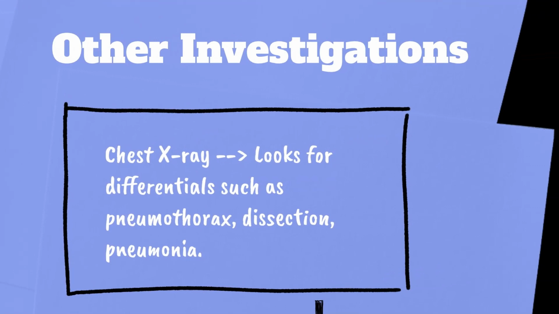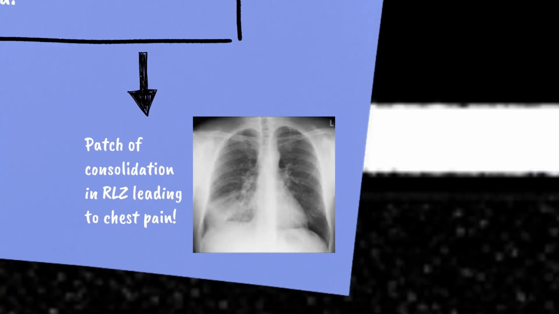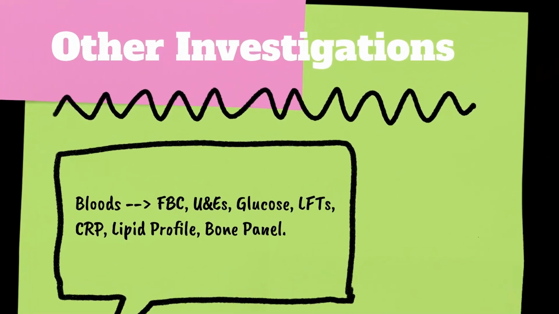Looking into other investigations, a chest X-ray allows you to look for other differentials such as a widened mediastinum, which can be indicative of aortic dissection, or a pneumothorax. You can also see potential complications of ACS such as pulmonary edema. Looking into blood, we can check the full blood count, urea and electrolytes, glucose, liver function tests, CRP and lipid profile to look for other causes that might be driving the chest pain.